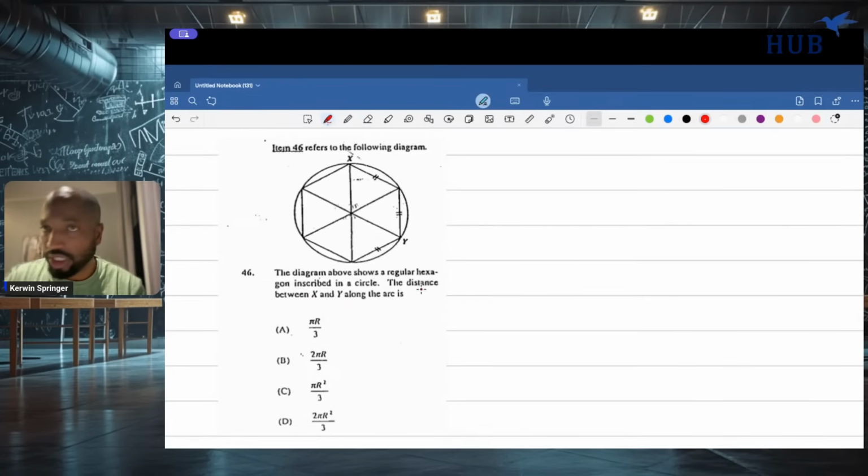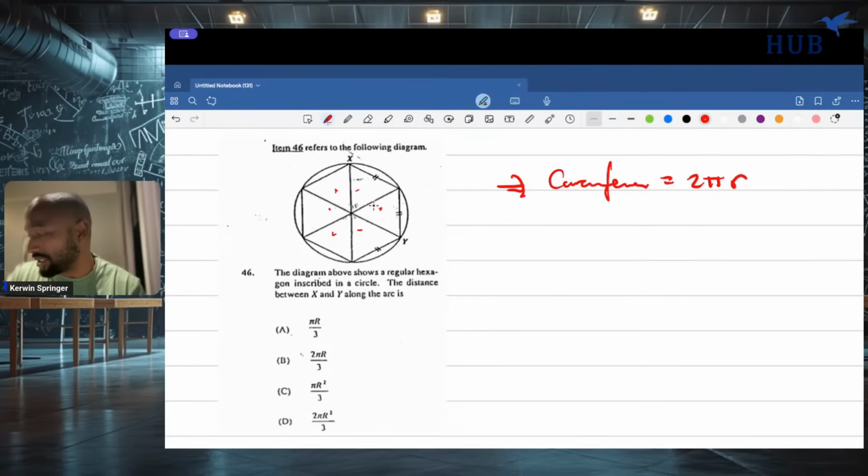The diagram above shows a regular hexagon inscribed in a circle. The distance between X and Y along the arc. All right, let me just make sure I understand what they're trying to say here. They want this distance, the circumference is 2 pi r, and that is like 2/6 of the circumference. If it's a hexagon, 1, 2, 3, 4, 5, 6, it's split up into 6 parts.